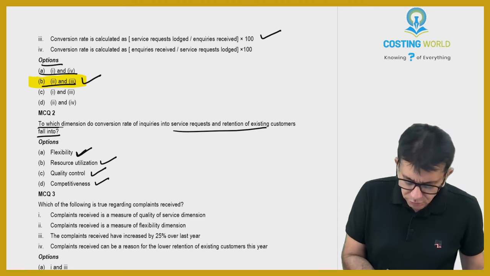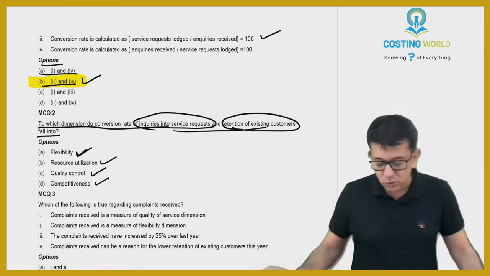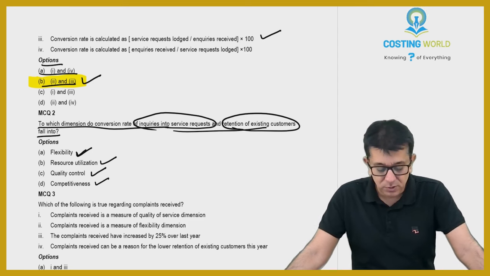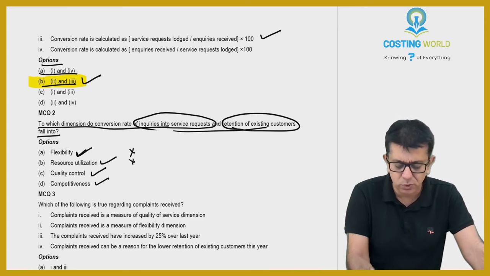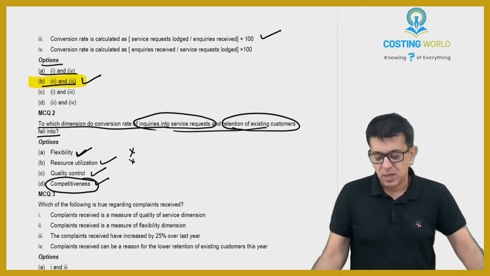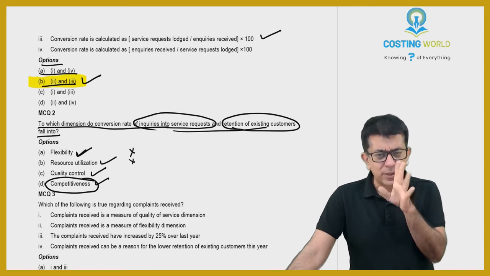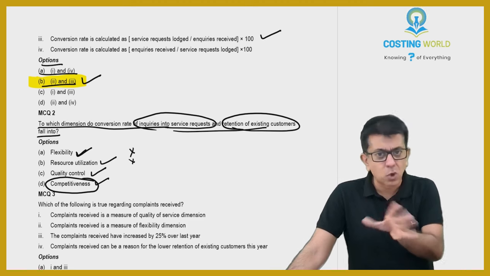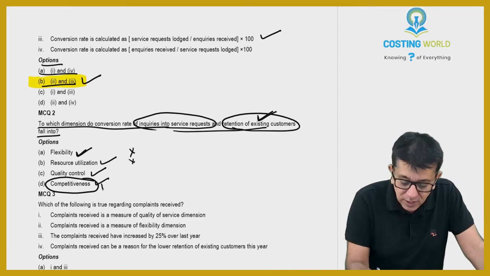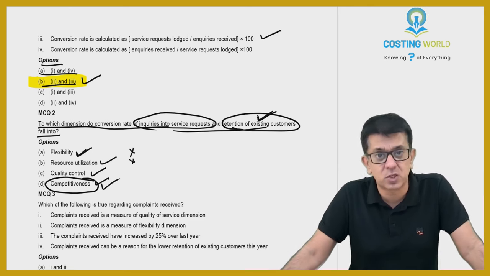Now the question was, to which dimension do conversion rate of inquiries into service requests and retention of the existing customers fall? If I have to select one of them, if you are retaining existing customers, it has got nothing to do with flexibility and resource utilization. It can be because of your good quality, but if I have to select one, it should be competitiveness. Because if you're converting inquiries into service requests, means into orders basically, that means you are competitively sound. This is not about quality. Although retention of existing customers can be about quality, it is also about competitiveness. Competitiveness means you are better than the competitors. So if you're retaining existing customers, you are competitive.